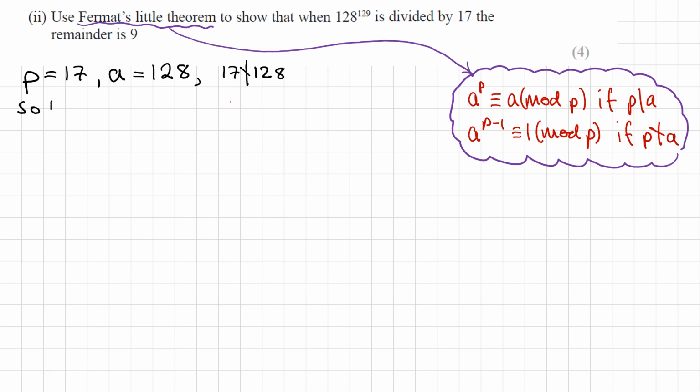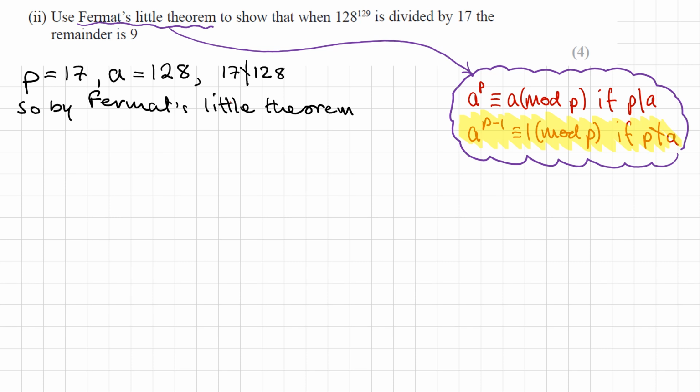So by Fermat's little theorem, we know that we're going to be using this second form here because P does not divide A.